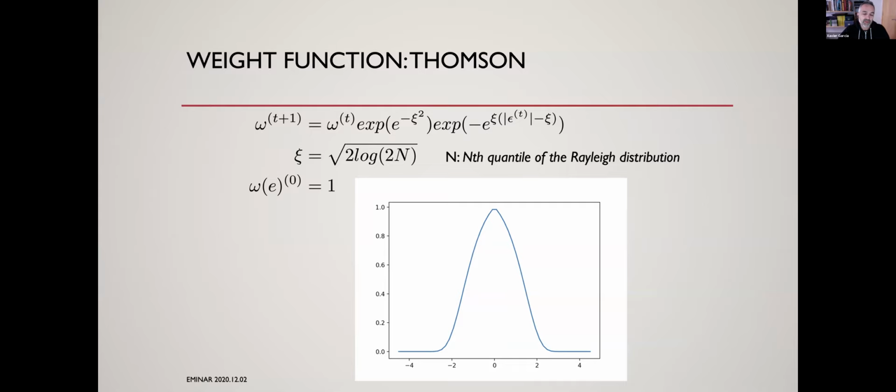The key parameter in this case is this xi function, which Chave and Thomson found to be the expression 2 log 2n, where n is the nth quantile of the Rayleigh distribution. And like always, in the first iteration the weights have to be one, sorry.